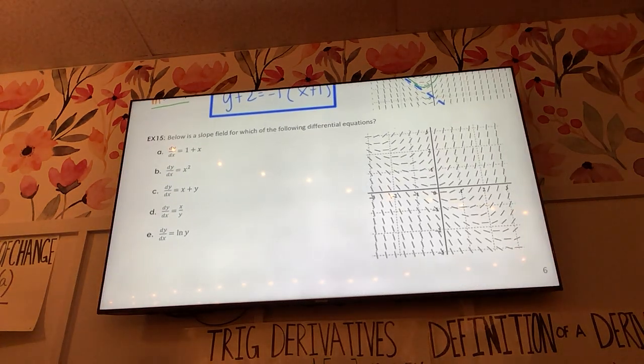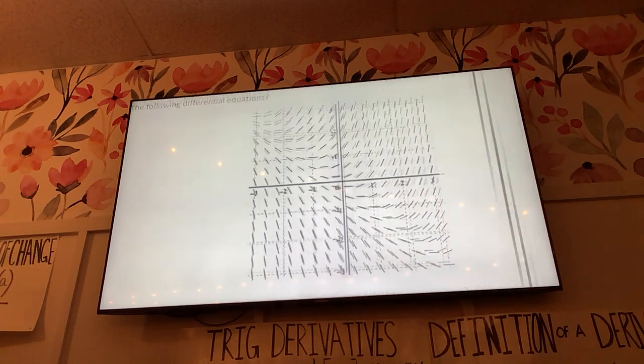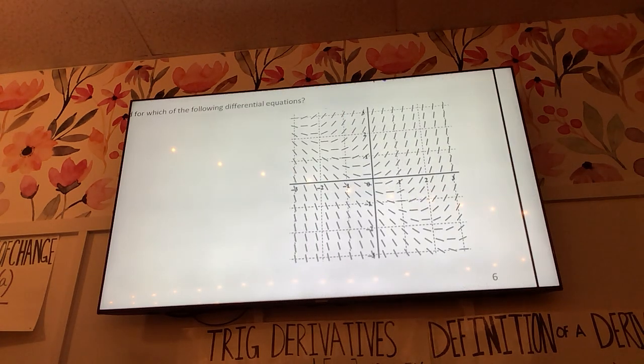Okay? So on this one, 15, it says, below is the slope field for which of the following differential equations? When you come across these multiple choice questions, it's kind of like an elimination type strategy. You're going to just start eliminating the ones that don't work. So the first thing I do is look at my slope field and ask myself, do I have some kind of vertical or horizontal pattern?